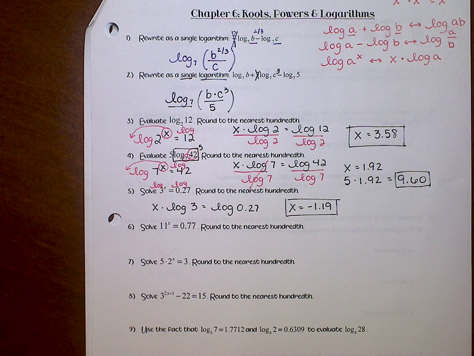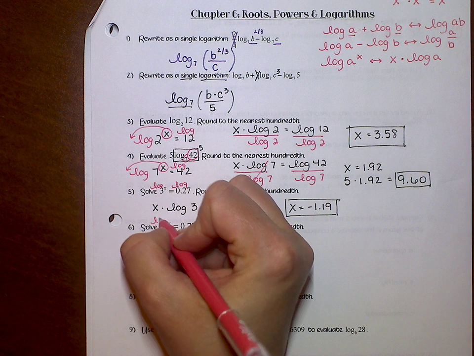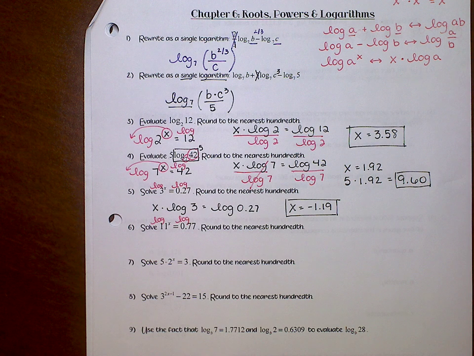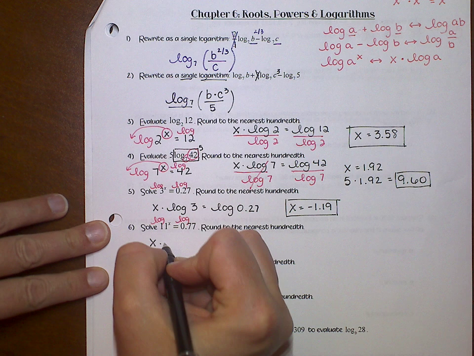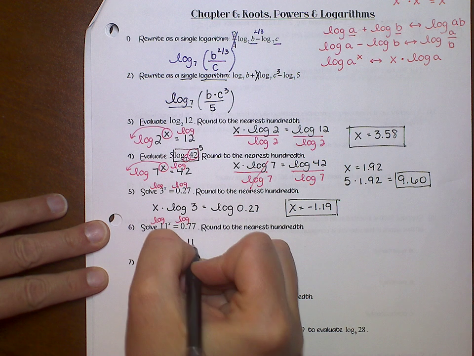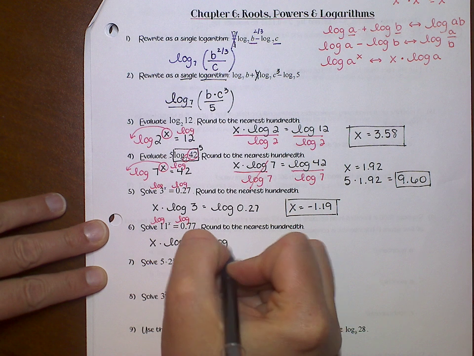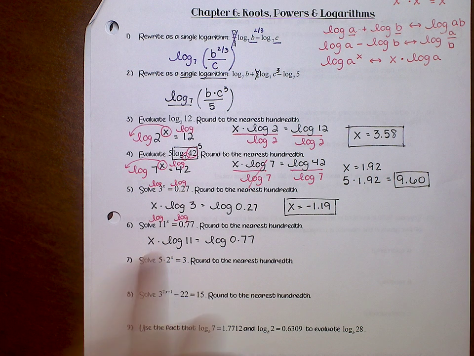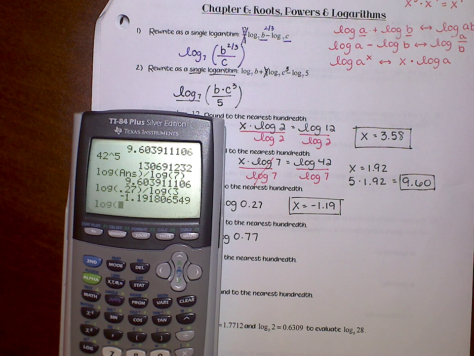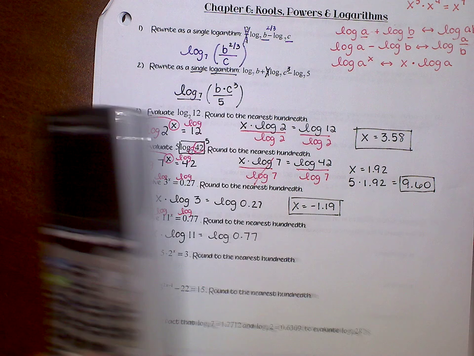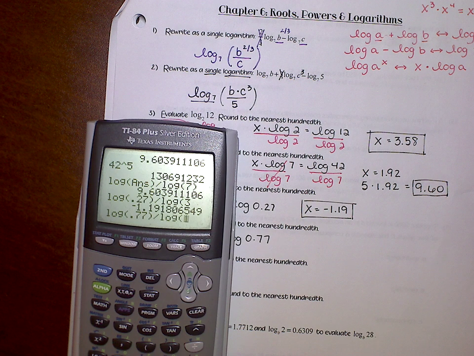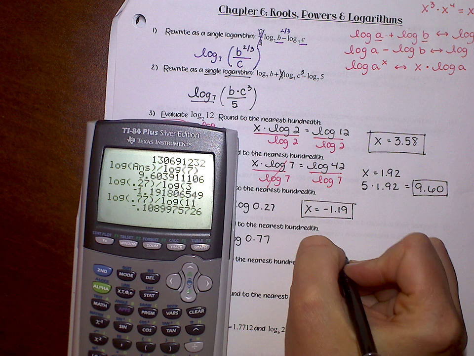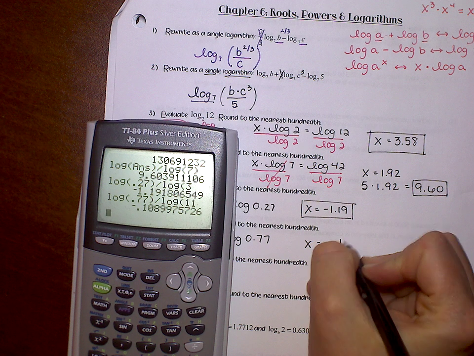Okay, same thing here. Log. This is the technique I'm using anytime x is in the exponent. So x times log 11 equals log 0.77. Divide this log by this log to get x by itself. So log 0.77, this is another one that I'm expecting to come out negative, divided by log 11. And x equals negative 1, because it said nearest hundredth.